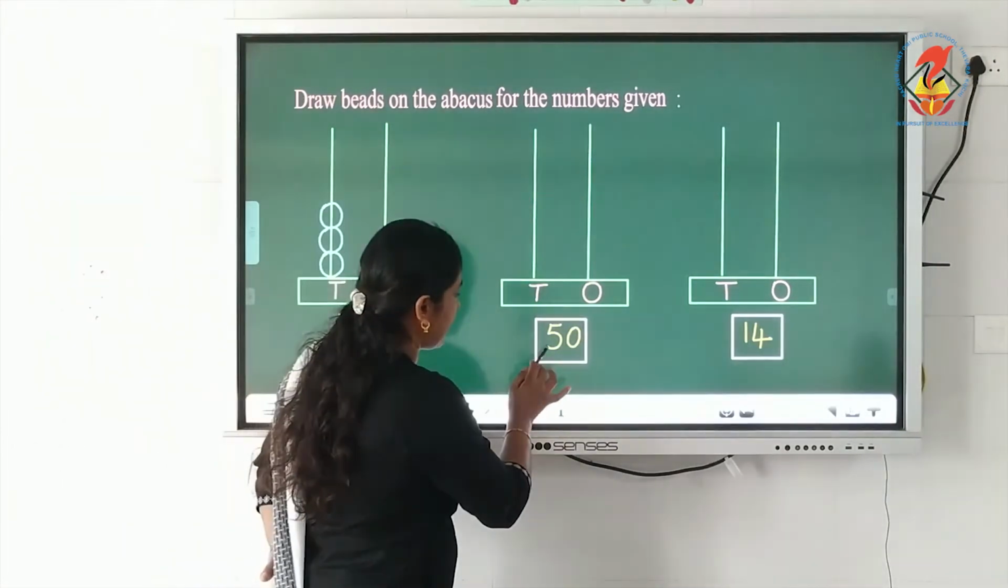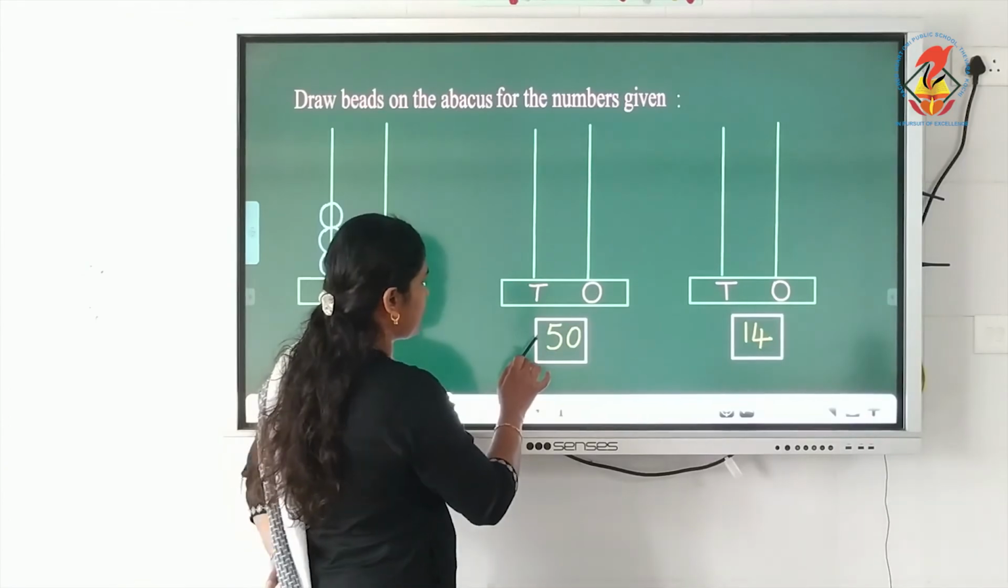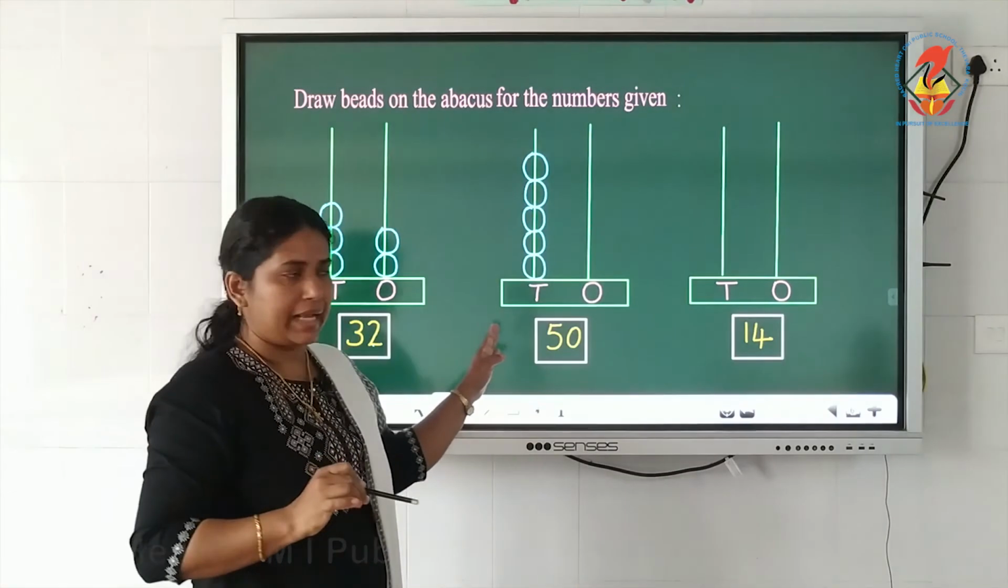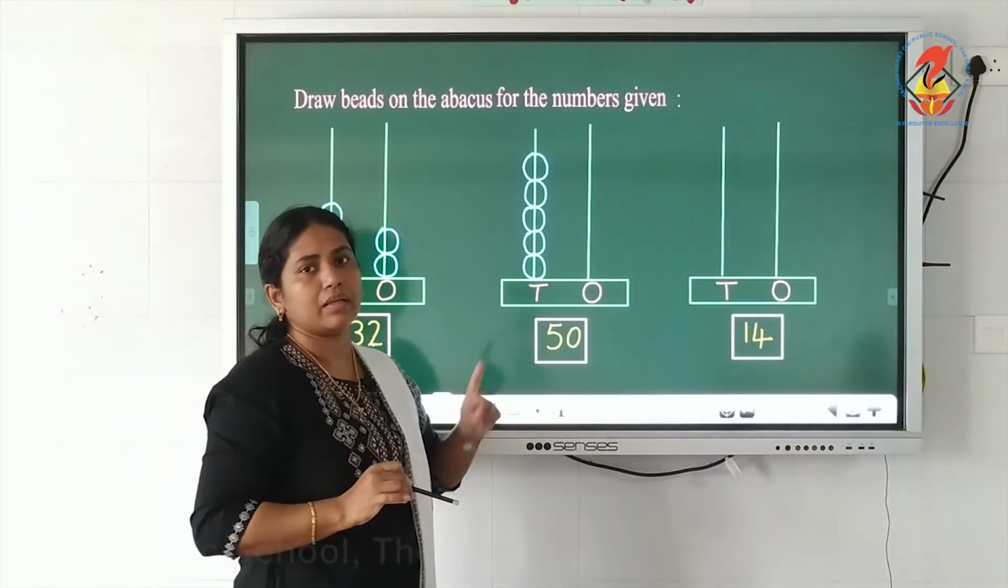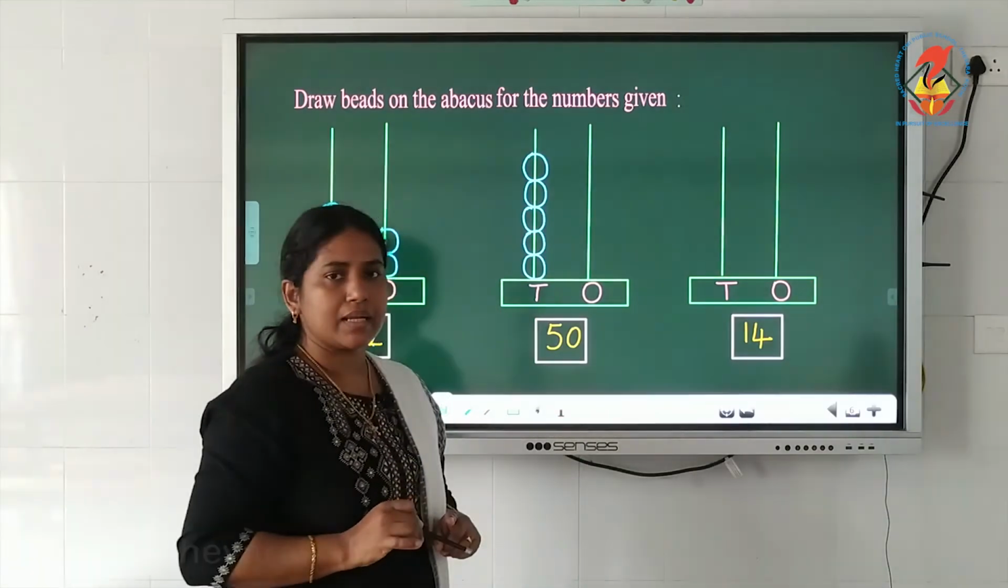And what about tens? How many tens are here? 5 tens are here. So, we have to draw 5 beads on tens place. 1, 2, 3, 4, 5. Okay children. So, 5 beads on tens place and 0 beads on ones place because our number is 50. Okay. Now, look at the last and final question. What is the number given here?